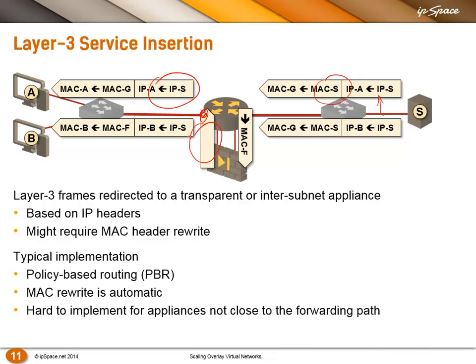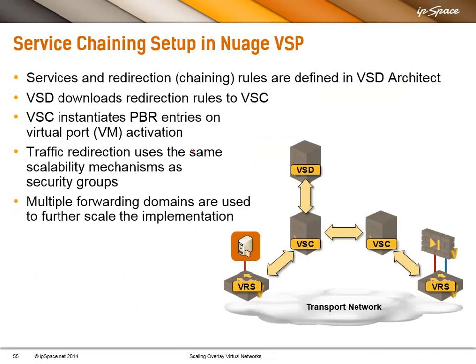This is way simpler to implement, and usually we would use something like policy-based routing, in which case MAC rewrite is automatic. But in the traditional networking world, this is hard to implement if you have something in between here. So if you have a firewall attached with a layer 2 segment to this router, it's easily done, well, apart from distributing the PBR policies. But if you have a layer 3 or multiple layer 3 segments between the two, then things get interesting. So let's see how Nuage solved this.